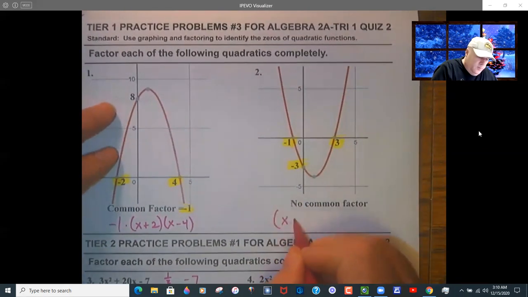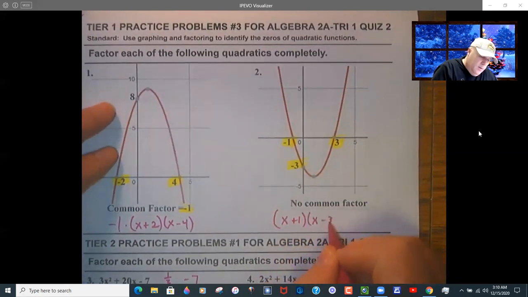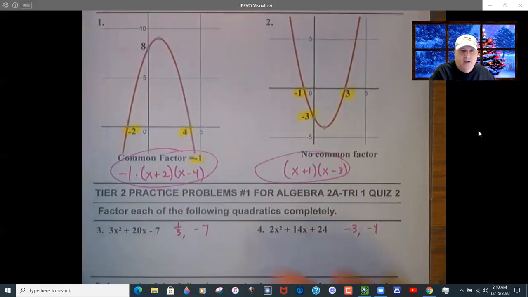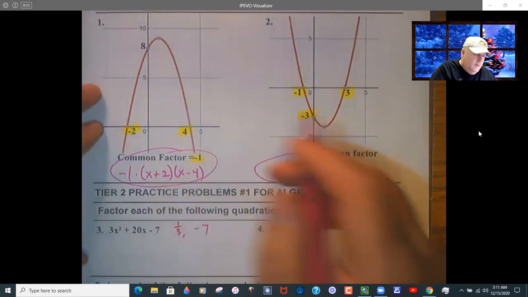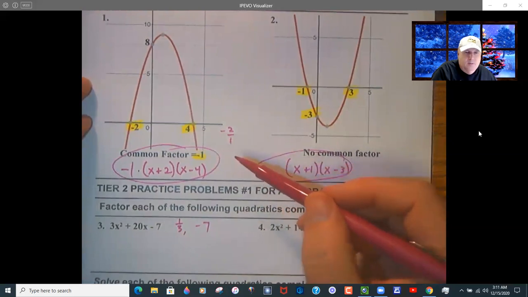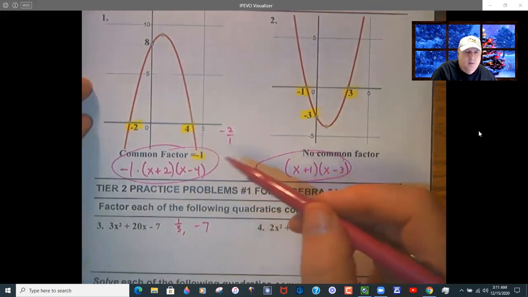So this one, x plus 1 times x minus 3. Remember that concept for writing factors: denominator times x, and then the opposite of the numerator. So for -2, 1x plus 2. For +4, 1x minus 4.